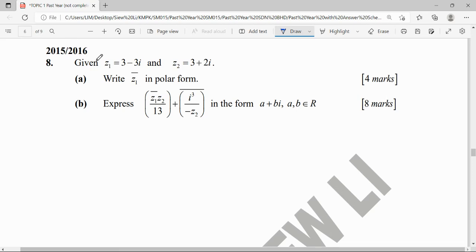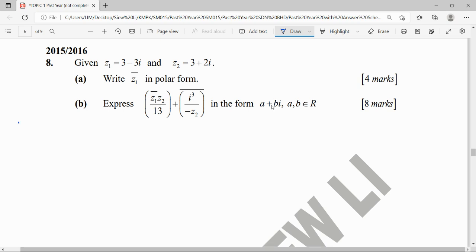For this question, given complex number z1 = 3 + 3i and another complex number z2 = 3 + 2i. First, write the conjugate of z1 in polar form. Then we have to express this operation in the form of a plus bi. So we have to simplify this operation into standard form.